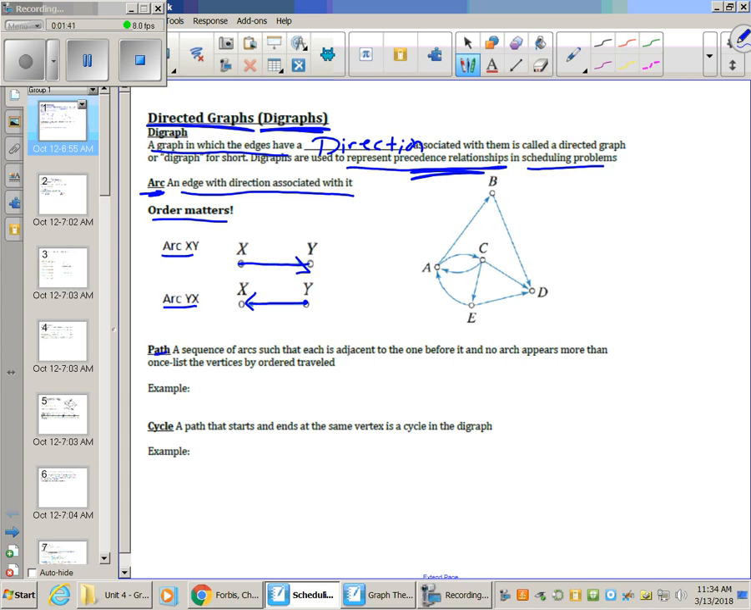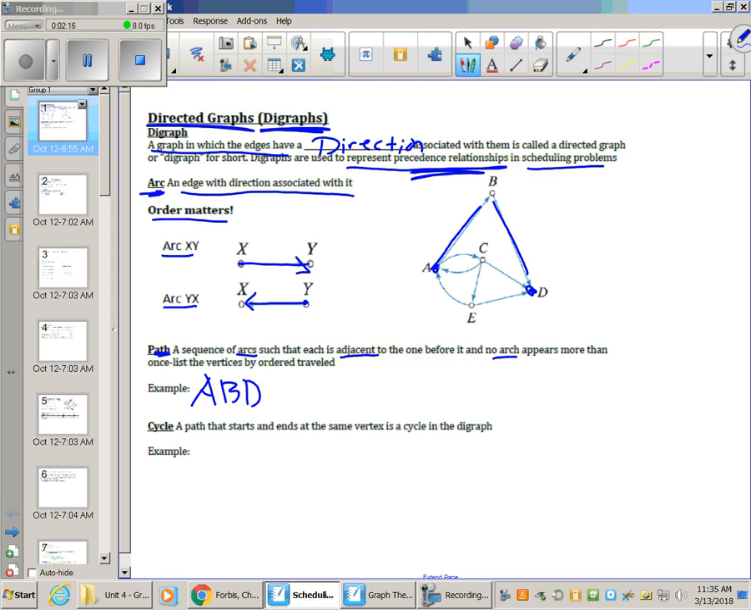We still have paths. Okay, a path is a sequence of arcs such that each is adjacent to the one before it and no arc appears more than once. You list the vertices by the order that you travel. So basically what we're saying is you can only travel in the directions of the arrows, you can never come backwards. So an example, say from vertex A to vertex D, would be maybe A to B, B to D. I'm following the arrows. A, B, D. I could have gone A, C, D.